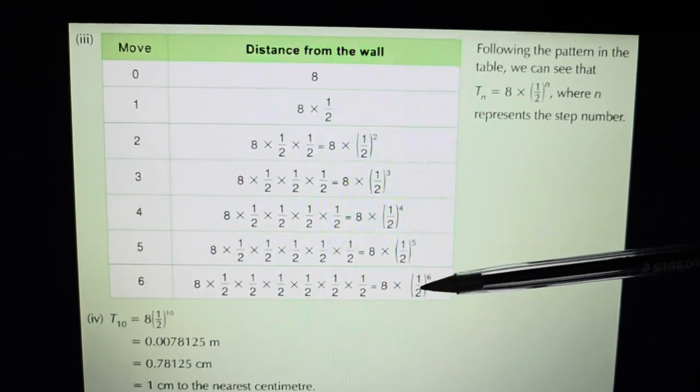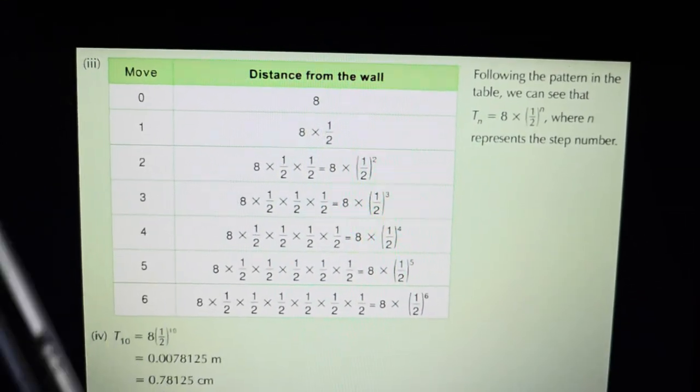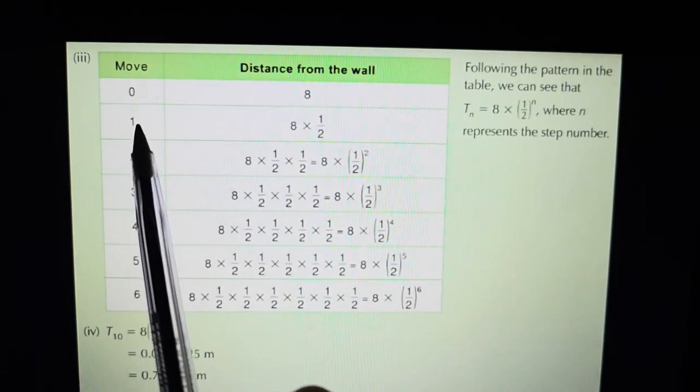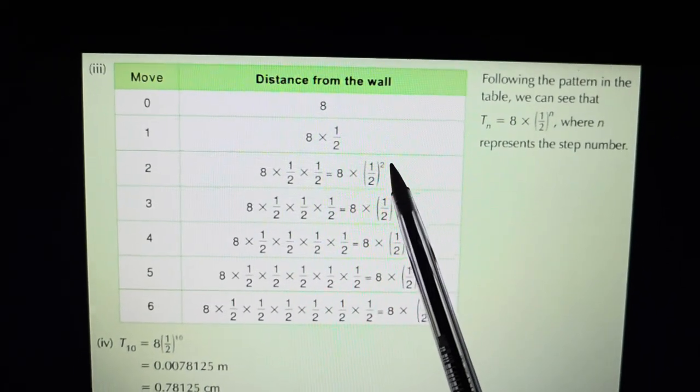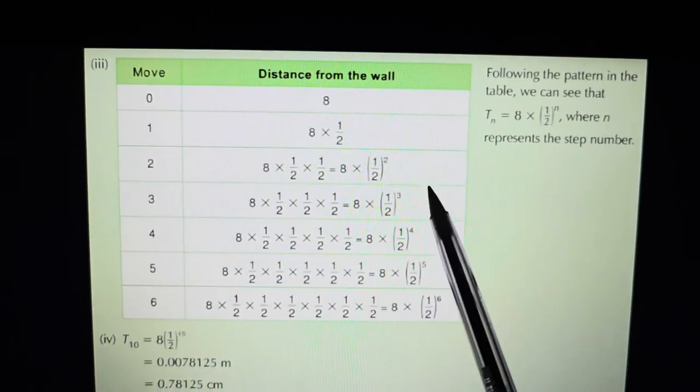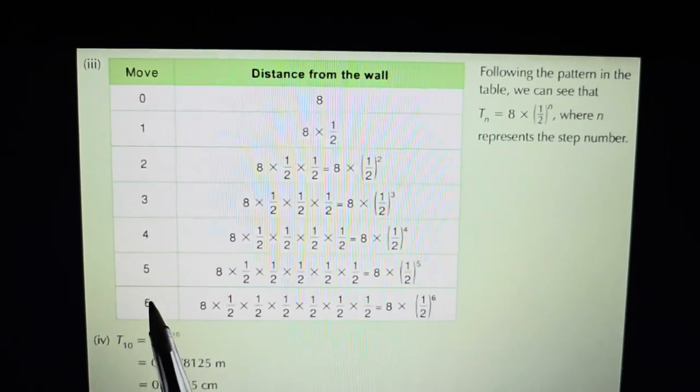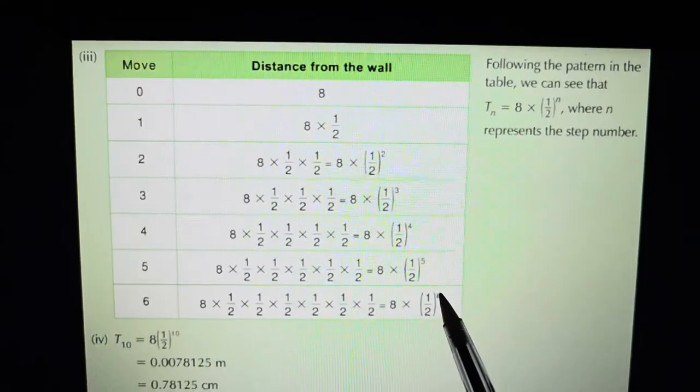So you can start to see a pattern. When we had 1 move, there was a power of 1 on the half. When it was 2 moves, there was a power of 2. When there was 3 moves, there was a power of 3. When there was 6 moves, there was a power of 6.